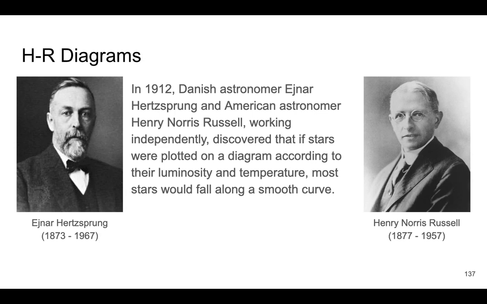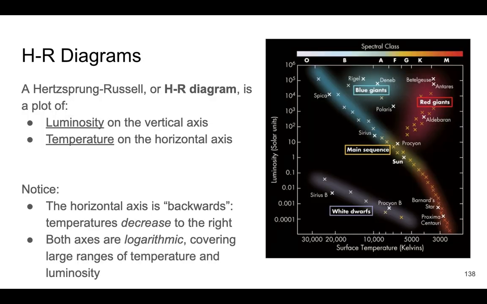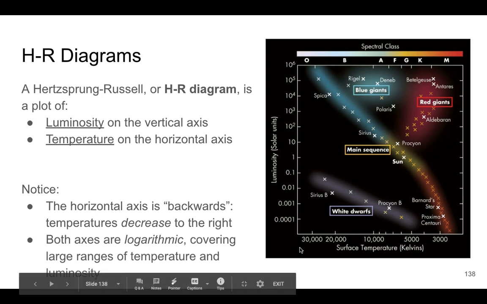Anyhow, Einar Hertzsprung, Henry Norris Russell made a plot of the luminosity versus the temperature of many stars, and they found most of them would fall along a smooth curve. So this is the kind of curve they got. This is the Hertzsprung-Russell diagram, or HR diagram for short, also called a luminosity temperature diagram or temperature luminosity, although it should be luminosity temperature. You say the y-axis first. Anyhow, you have luminosity on this axis, and you have temperature on this axis.